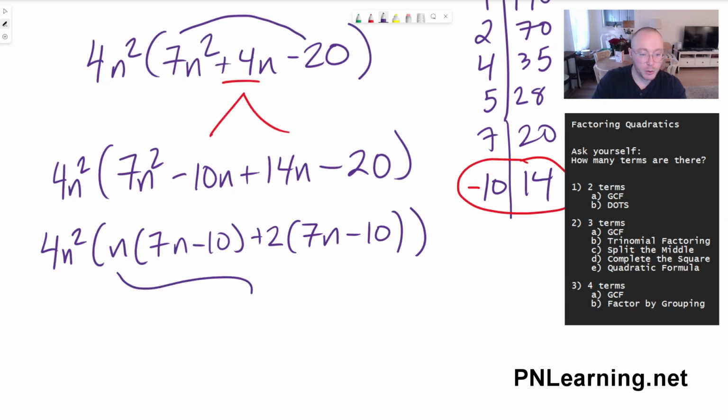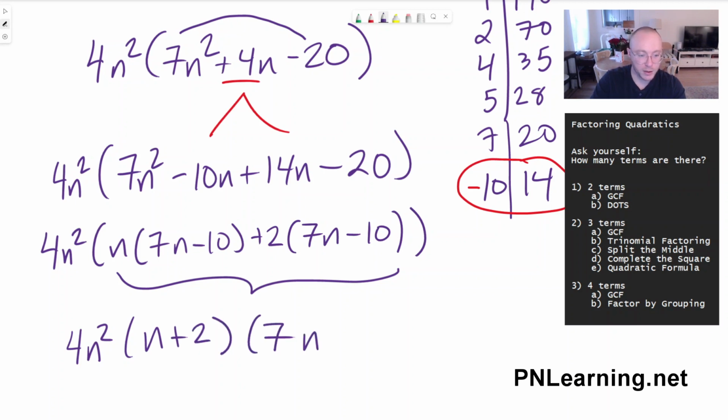So our last step would be to rewrite everything here in the parentheses as 2 binomial factors. So the 4n squared keeps working its way down, and then we're going to get n plus 2 for one of the factors, and the stuff on the inside, 7n minus 10. And that's it. That is now completely factored.